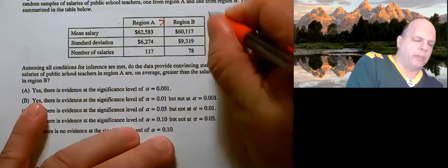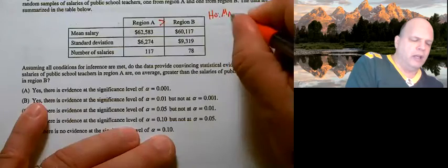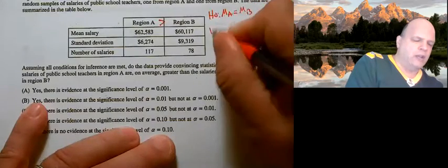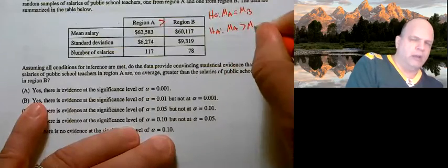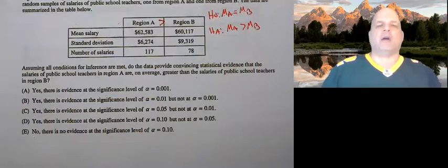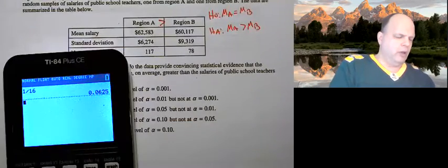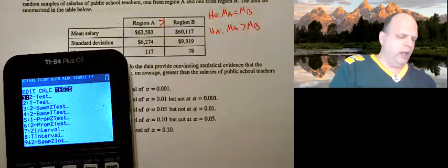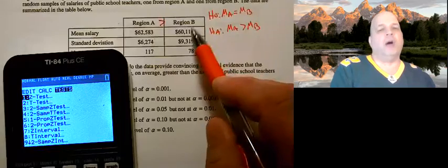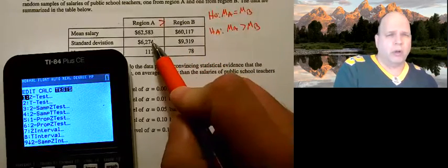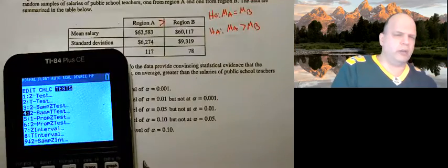Now, please remember, our null hypothesis is going to look like this. Mu A equals mu B, and HA mu A is greater than mu B. All right, so they didn't give us a p-value, so we're going to have to go ahead and run this test, stat test, and we have 2 samples. We're working with means, which makes it a t. Well, we're using the standard deviation of the sample, which makes this a 2-sample t. So 2-sample t-test.